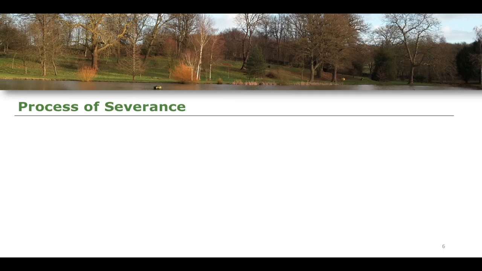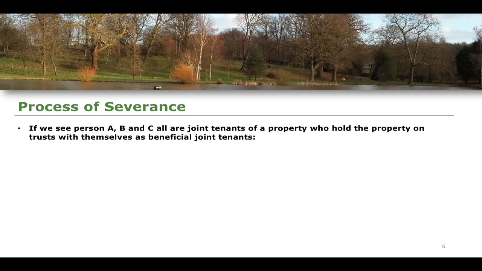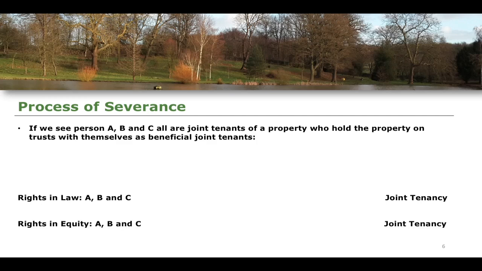Let's take the following example. Let's see what I mean when we talk about the process of severance, and then we'll get to the methods of severance in the next lessons. Well, if we have three people, person A, person B, and person C, and these were all joint tenants in the property, and they hold the property on trust for themselves as beneficial joint tenants, we have this relationship. They have rights in law as a joint tenancy, and they have rights in equity as a joint tenancy. Okay, you have A, B, and C, both joint tenancy.